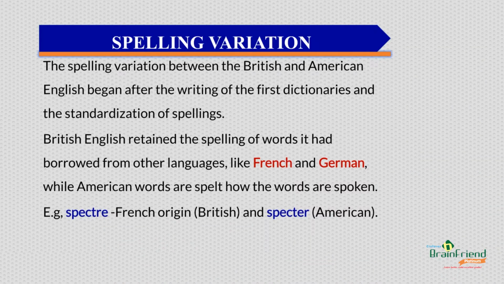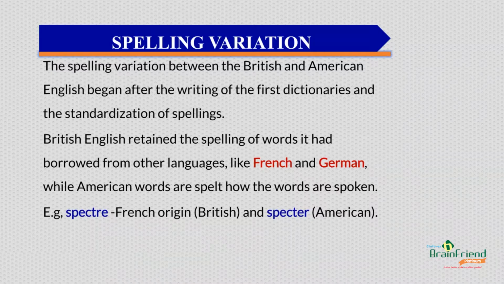Having seen these, let's go on to see the spelling variation between British English and American English. Now, how did the spelling variation come about? The spelling variation between British English and American English began after the writing of the first dictionaries and the standardization of spellings. Let me tell you a brief story about it.